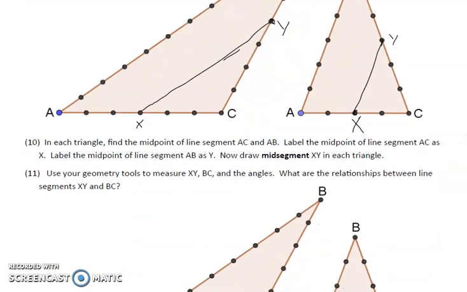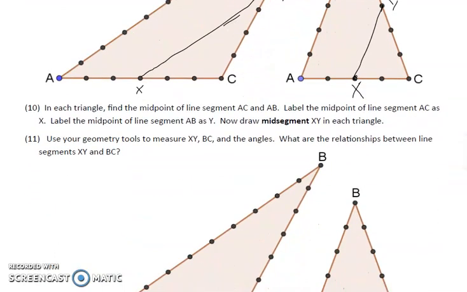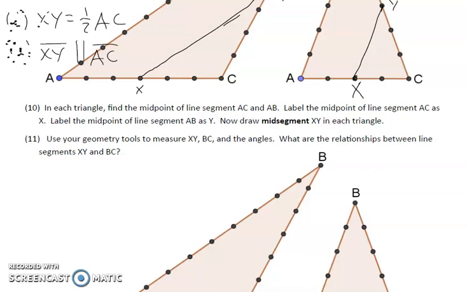So after measuring these, hopefully you found the relationship to be consistent. That line segment XY appears to be half of AC, and it appears that XY and AC are parallel, based on the fact that corresponding angles would be one justification. The triangles are actually similar to each other because they share the same angles, and the ratio between corresponding sides is 2 to 1 because we're using the midpoint on the two sides.